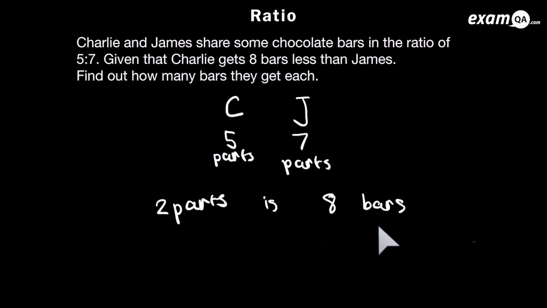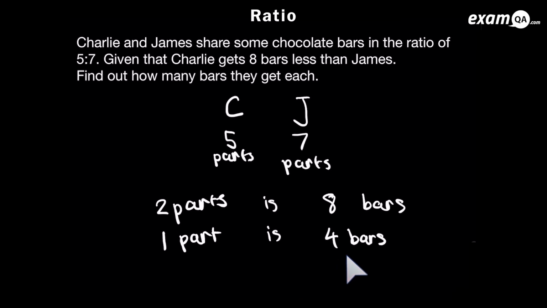Now I'm going to say that again so you can get used to these type of questions. So we were told that James gets 8 bars more. And when we looked at the parts, we saw that he gets 2 parts more. So the 2 parts must be equal to 8 chocolate bars. And the key thing is to work out what 1 part is worth. And that really helps these questions work. So divide by 2. So 1 part is 4 chocolate bars.